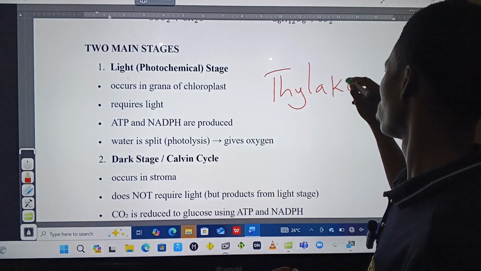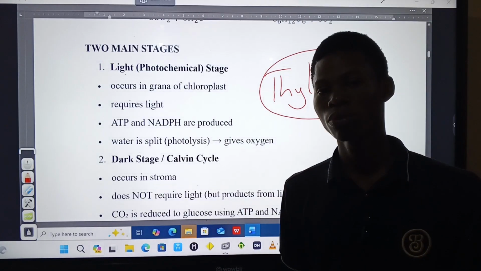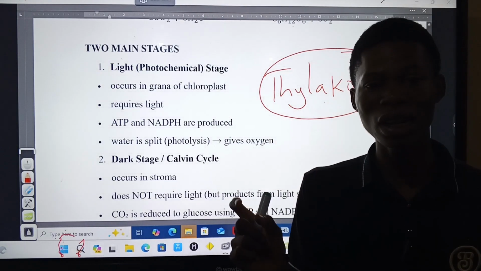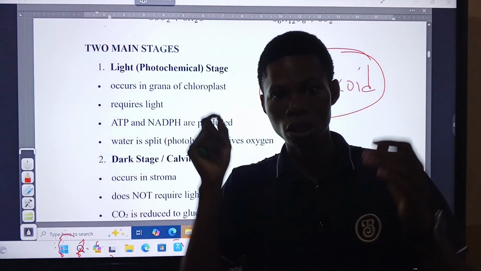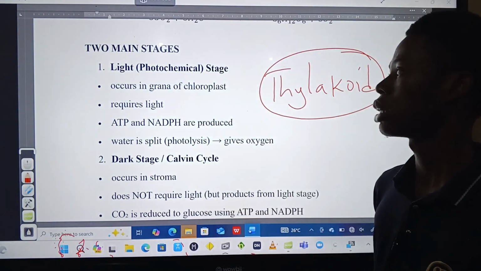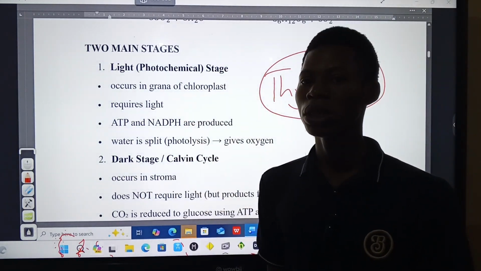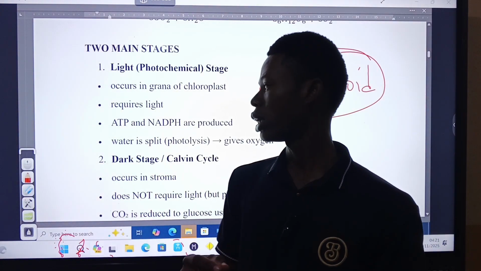Thylakoid. They will ask you this question, just check your JAMB past questions, you will see it. Light phase of photosynthesis occurs in the grana. You don't see grana in the options. You see thylakoid. So it occurs in the grana of the thylakoid in the chloroplast. Do you understand? And the light phase requires light. So the light phase is when the plant traps sunlight and stores energy, right?